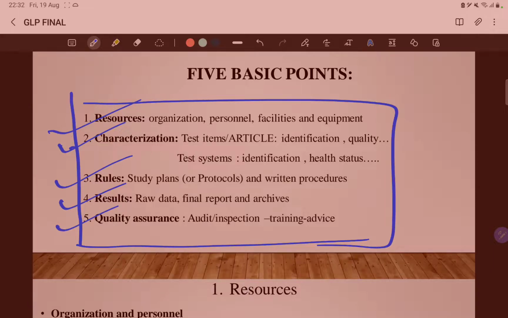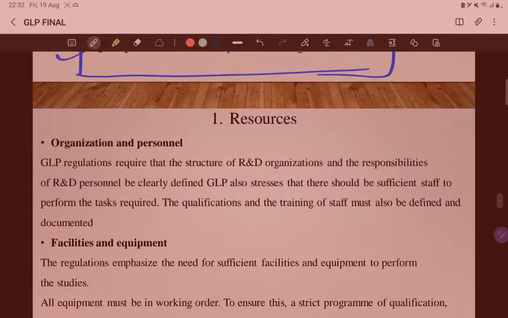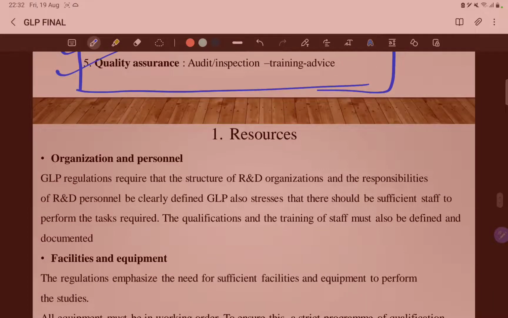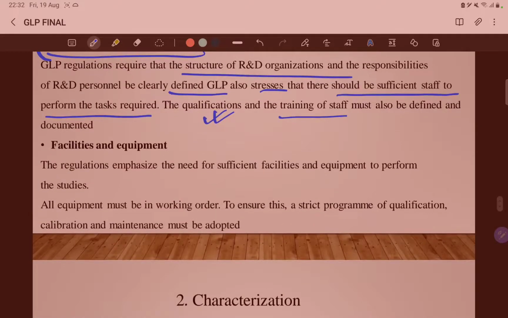So resources: we have organization, personnel, facilities and equipment. We'll discuss them one by one, that is resources, so organization and personnel. GLP regulation requires that the structure of the R&D organization and the responsibilities of R&D personnel be clearly defined. GLP also stresses that there should be sufficient staff to perform the tasks required. The qualifications and training of the staff must also be defined and documented.